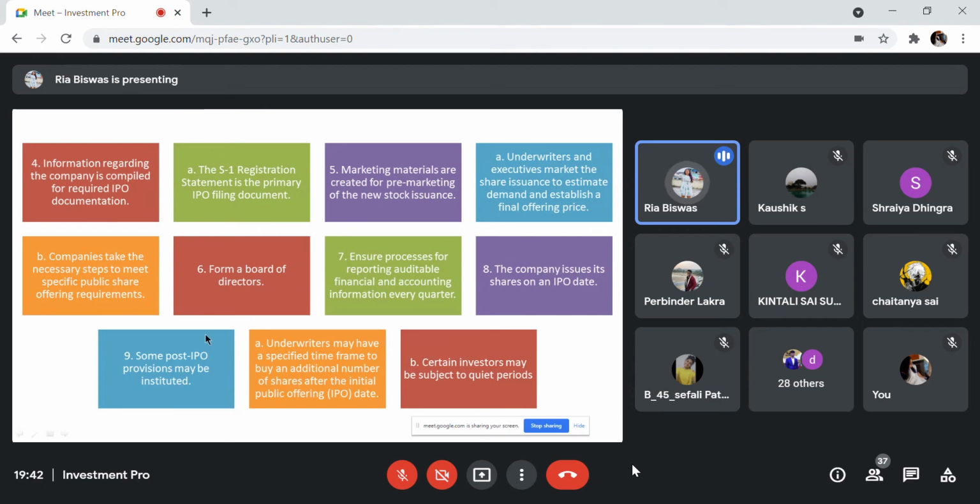Yeah, next the companies have to take some kind of steps to meet the public share requirements and also the filing requirements. So they have to follow some kind of steps. Obviously they are following these whole steps, and this step is also required while taking the IPO. Then form a board of directors. So I hope everyone is aware of who the board of directors are. They also have to form a board of directors who are going to manage the whole IPO. Okay. Next, we have to ensure processes for reporting auditable financial and accounting information every quarter.